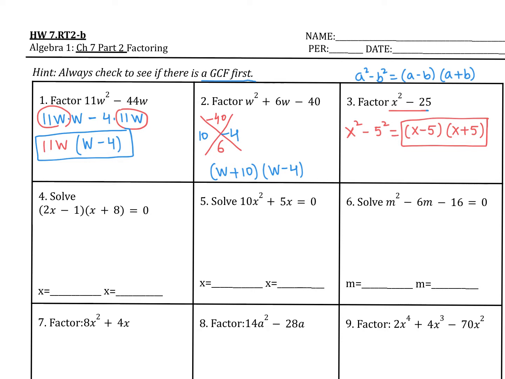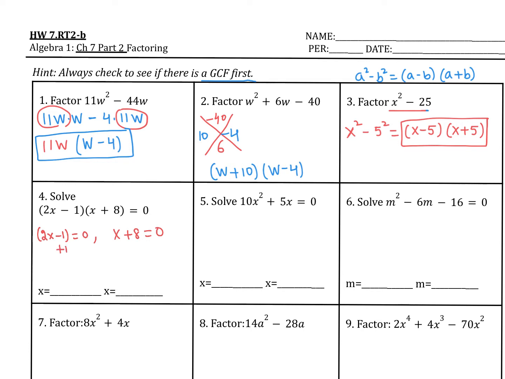So for number 4, if it's asking you to solve, it means it's asking you to find the unknown variable. In this case, the unknown variable is x. So we are going to solve this for x. To solve this for x, you're going to apply the zero product property, which means that you're going to put one factor equal to 0, comma, another factor equal to 0, and solve for x.